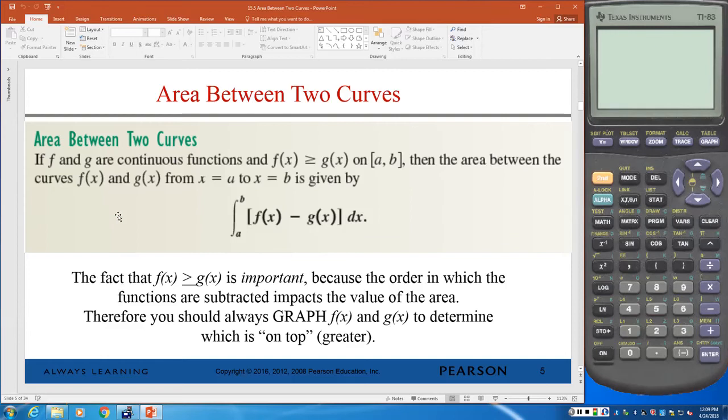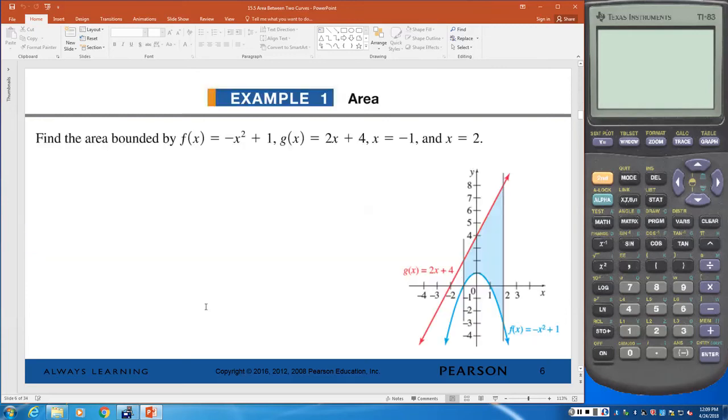So this is actually the way it's set up. And again, the fact that f of x is equal to or greater than g of x is important because of the order that the functions are going to be subtracted. So always graph. So here's our first example.